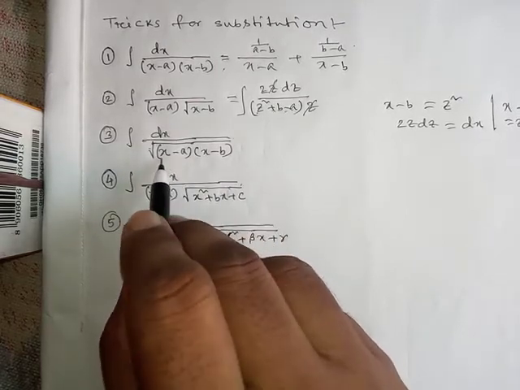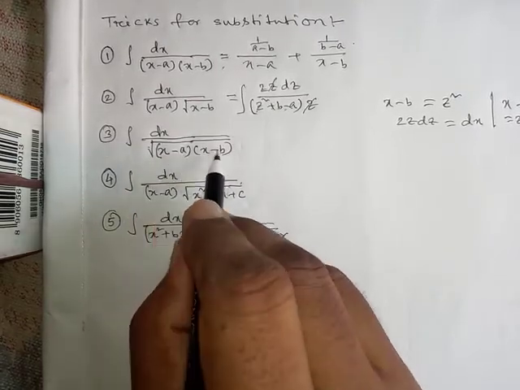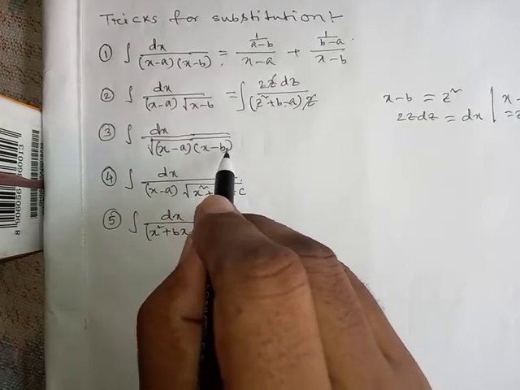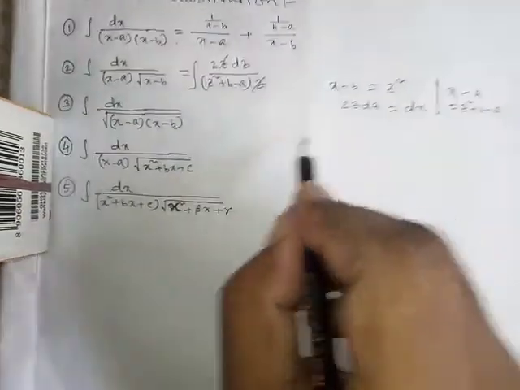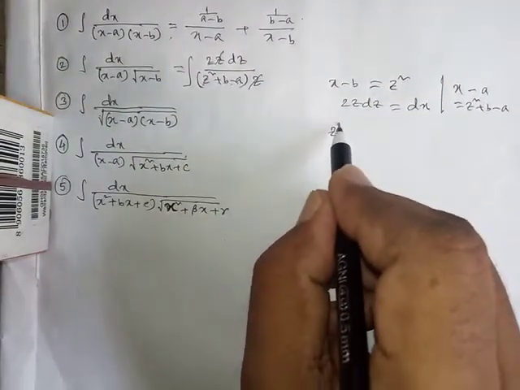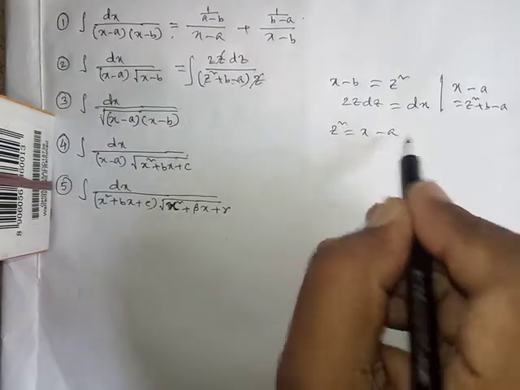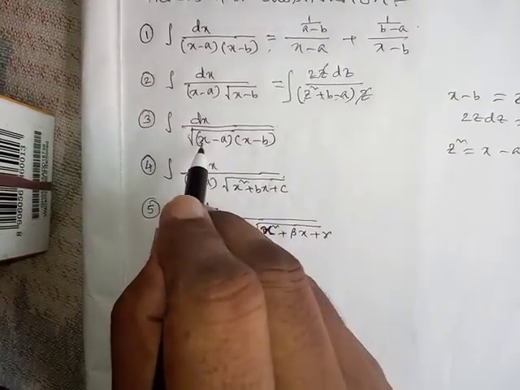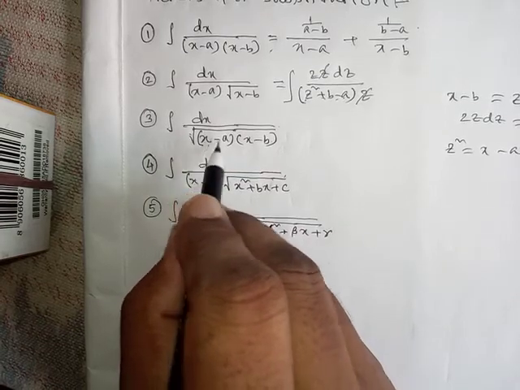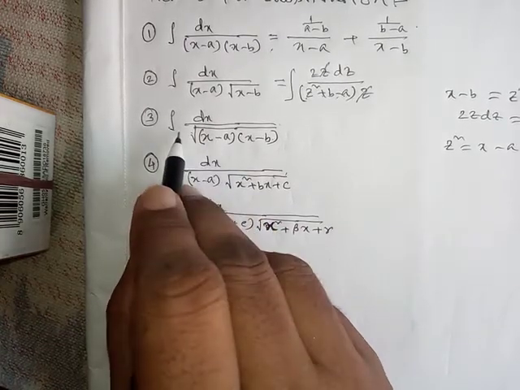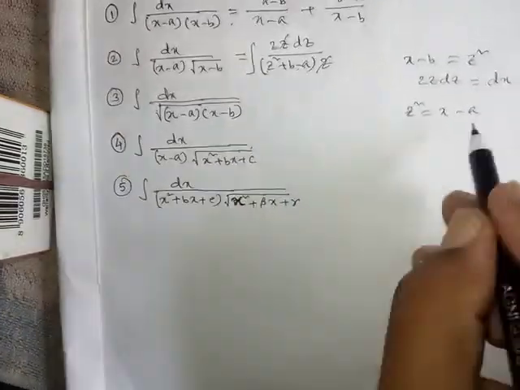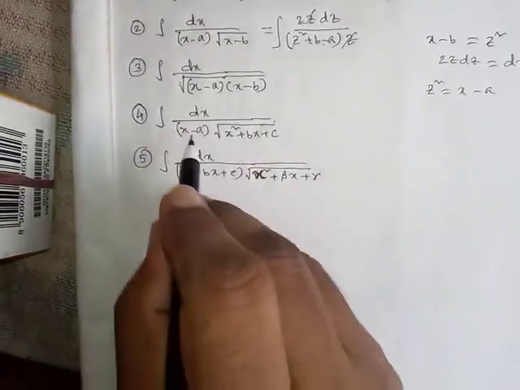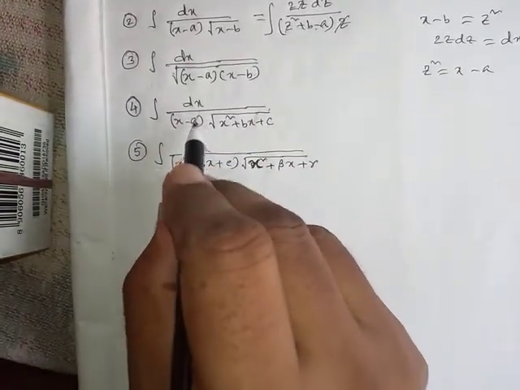So here, at least one should be kept alive. So suppose I put z square equals x minus a. Now whenever you are putting z square equals x minus a, then z will come out of the root. That is the technique. So this one you will do.